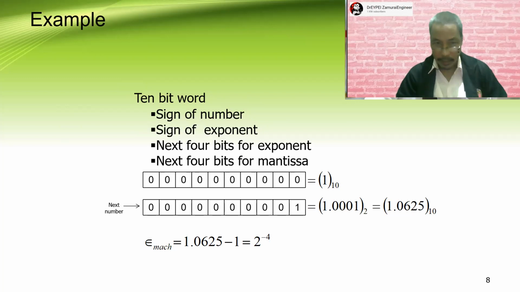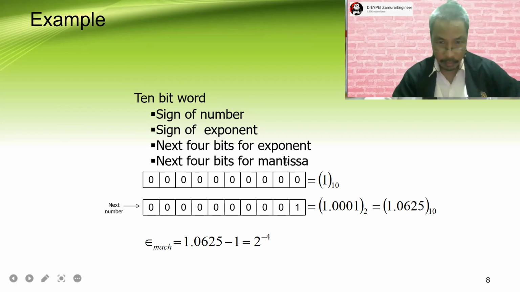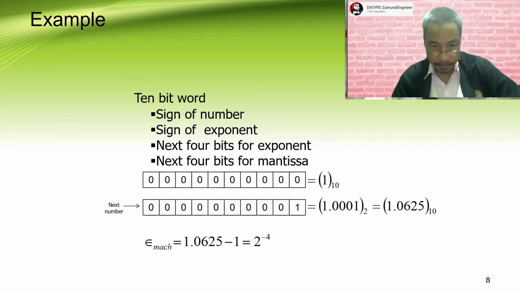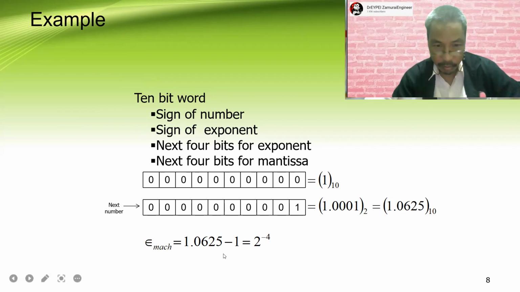Okay, 10-bit word. Previous slide, that is 9-bit word. Now 10-bit word. What happened? Instead of 3 digits for exponent, we have 4 digits for exponent, another 4 digits for mantissa, and 1 each for the sign of both the number and exponent. So the total is 10. Okay, so machine epsilon is equal to this one.